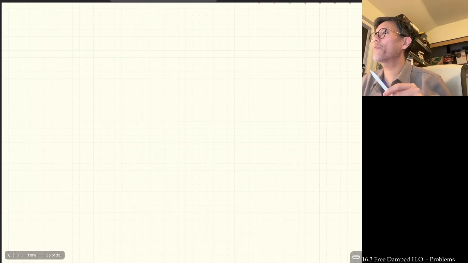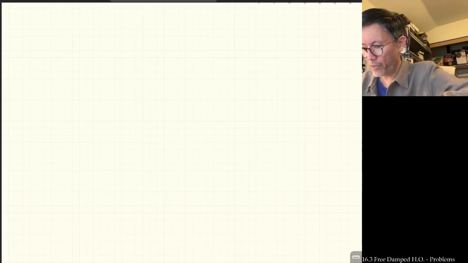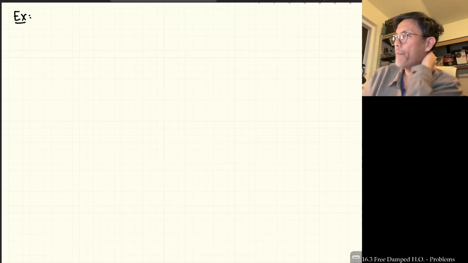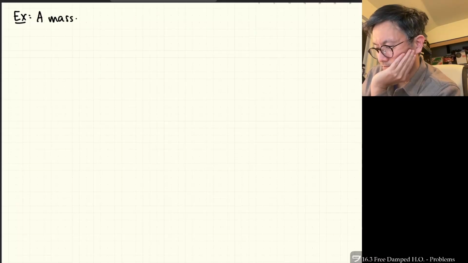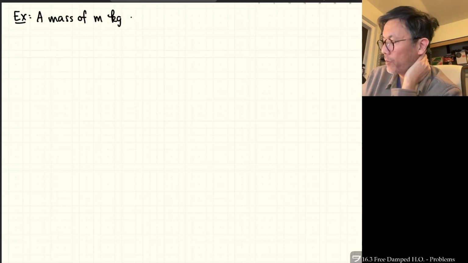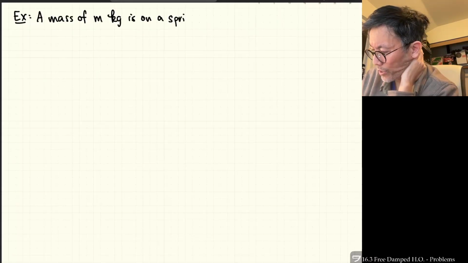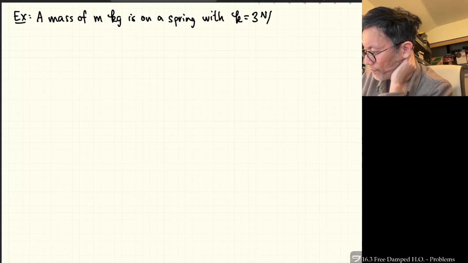I'm going to just rip these from the textbook. This is from section 2.4 in the textbook. But here we go. Let's do the following problem. A mass of m kilograms is on a spring with spring constant k equal to 3 newtons per meter.